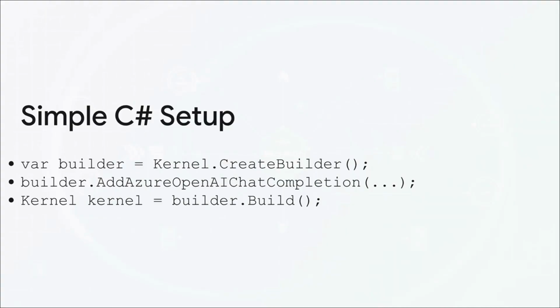And just look at how easy it is to get this thing up and running. I mean, this is it. A few lines of C#. You create a builder, you tell it which AI service you want to talk to. Here, it's Azure OpenAI. You call build, and you're done. You have a kernel ready to go. It feels clean, it feels familiar to any .NET dev.